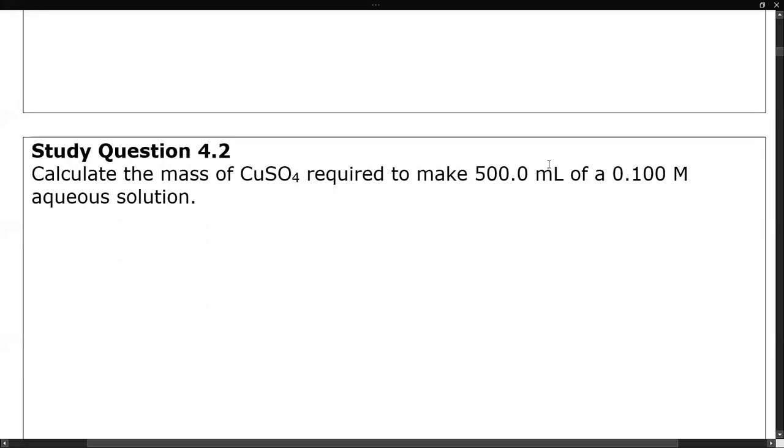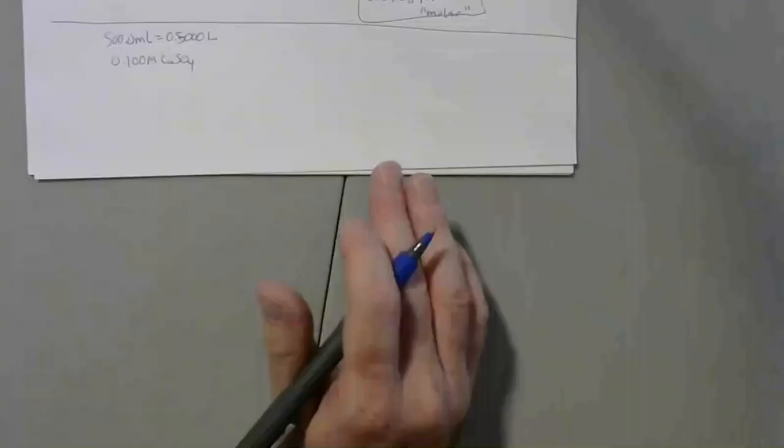This next question is a little bit more how you would do it in a prep lab, and once you get into chemistry, it's probably the more useful problem. We want to calculate the mass of cupric sulfate required to make 500 milliliters of a 0.1 molar solution. So here you're trying to make a particular solution. You don't know how much cupric sulfate to weigh out. That is going to be the more practical problem as you move forward.